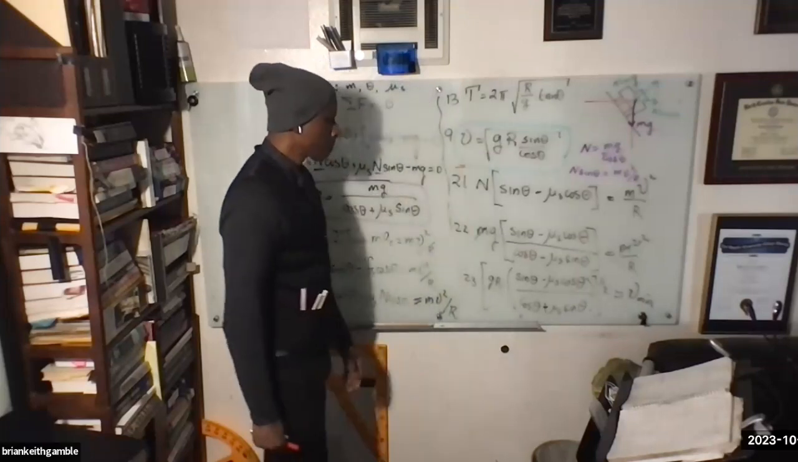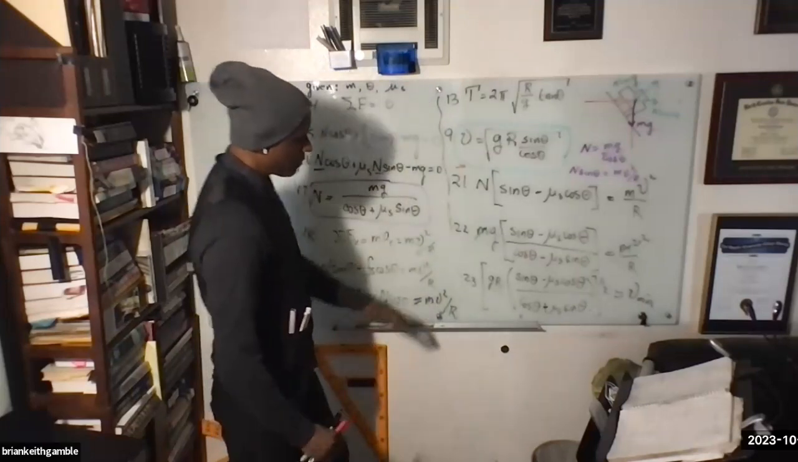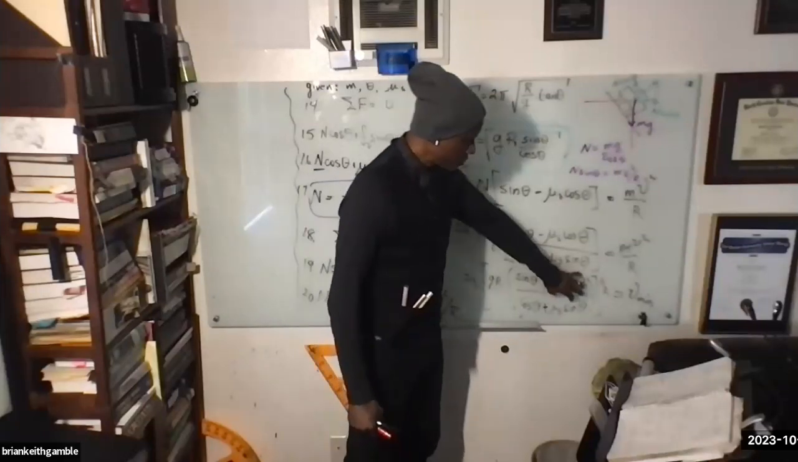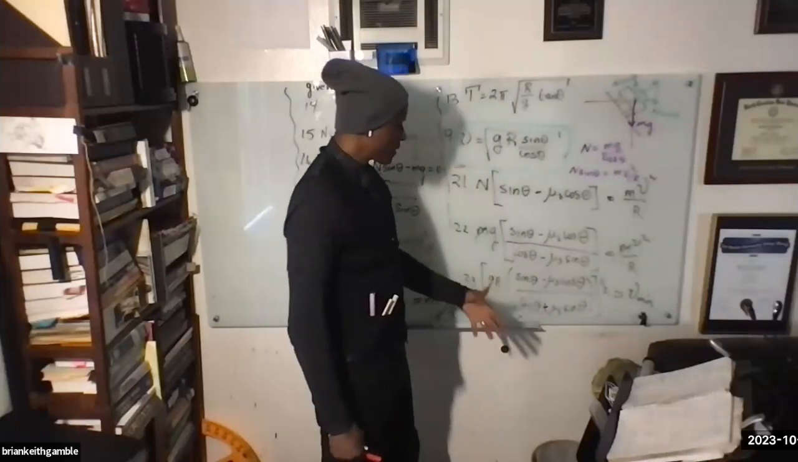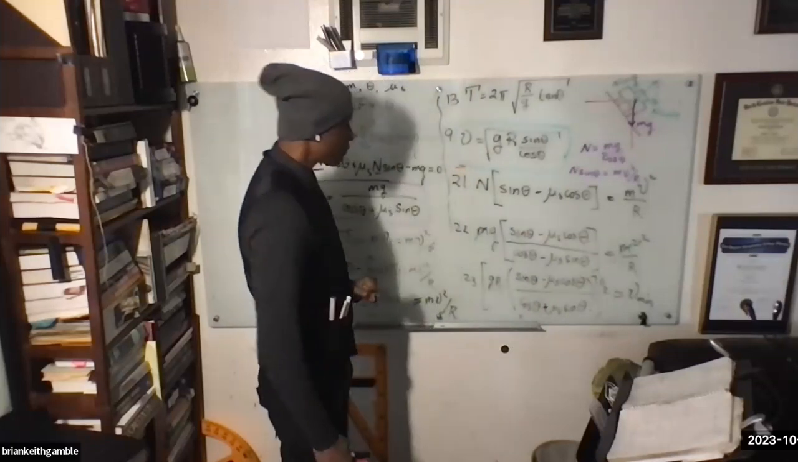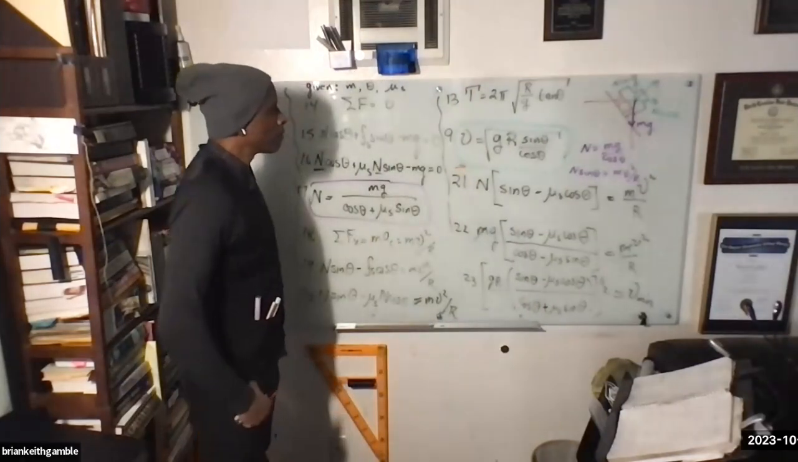Absolutely. And when mu is 0, it reduces back to this solution. Those two terms go out. Sine over cosine is tangent times gr, and the square root of that. So we're good. Yeah, we're good.